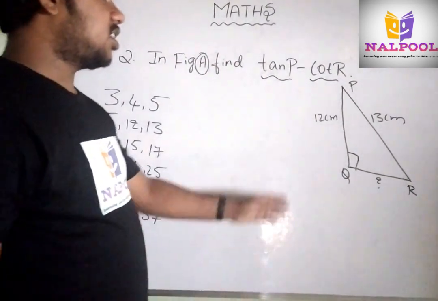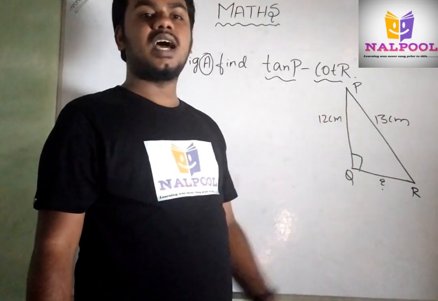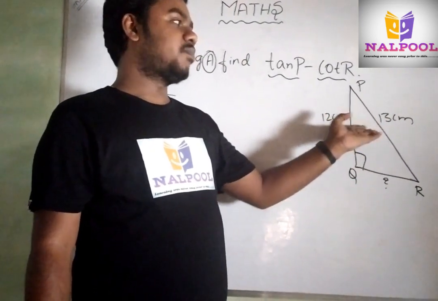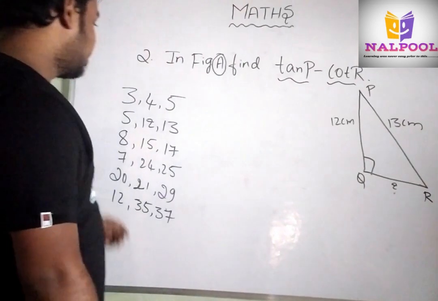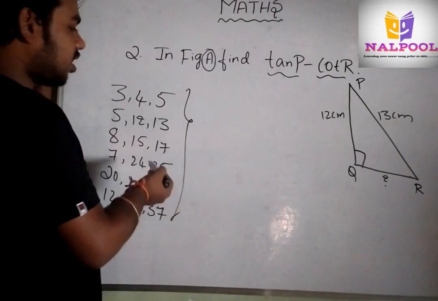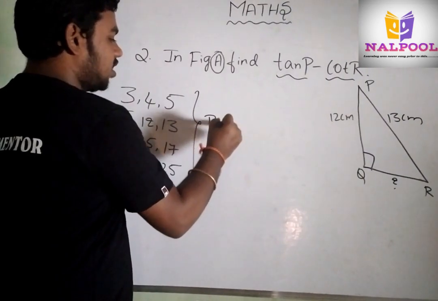Remember friends, each time when they have given these two values, we cannot apply the Pythagoras theorem and simply find out. It is a laborious process. That's why we have the Pythagorean triplets. Commonly used Pythagorean triplets.